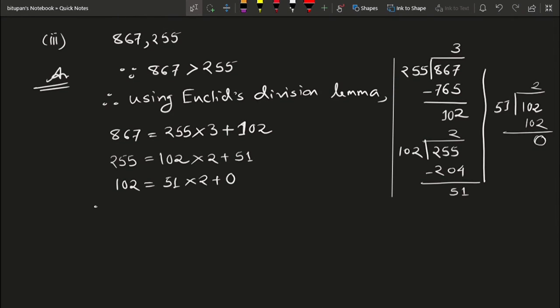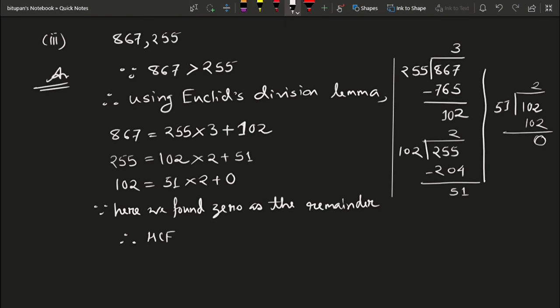So since here we found 0 as the remainder, therefore HCF will be equal to 51. So this is the solution for problem number 3.